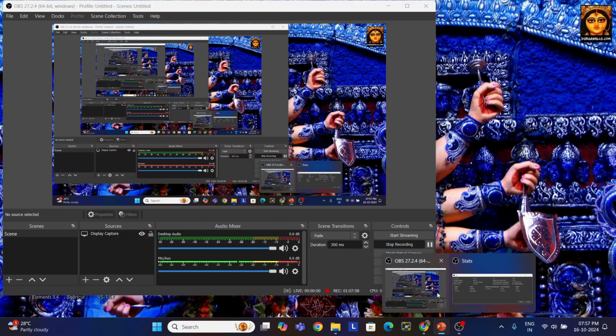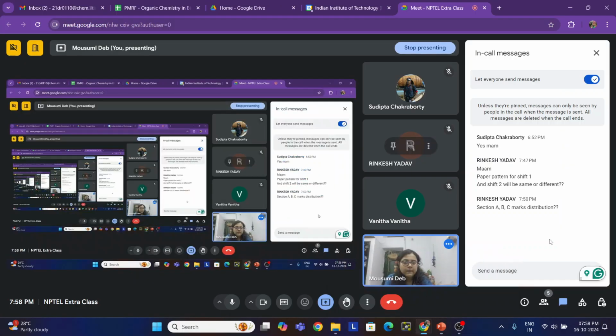So today we summarized a few things from our course. As for whether the pattern of the questions and the sections, A, B, C, and marks will be the same or different across the two shifts, I cannot tell you the marks distribution right now. This pattern will be the same for the two shifts. There may be minor changes, but more or less it will be the same. All these details will be notified to you via email. By the end of this week, by the 18th or 19th of October, you will receive an email with all the details about the examination.